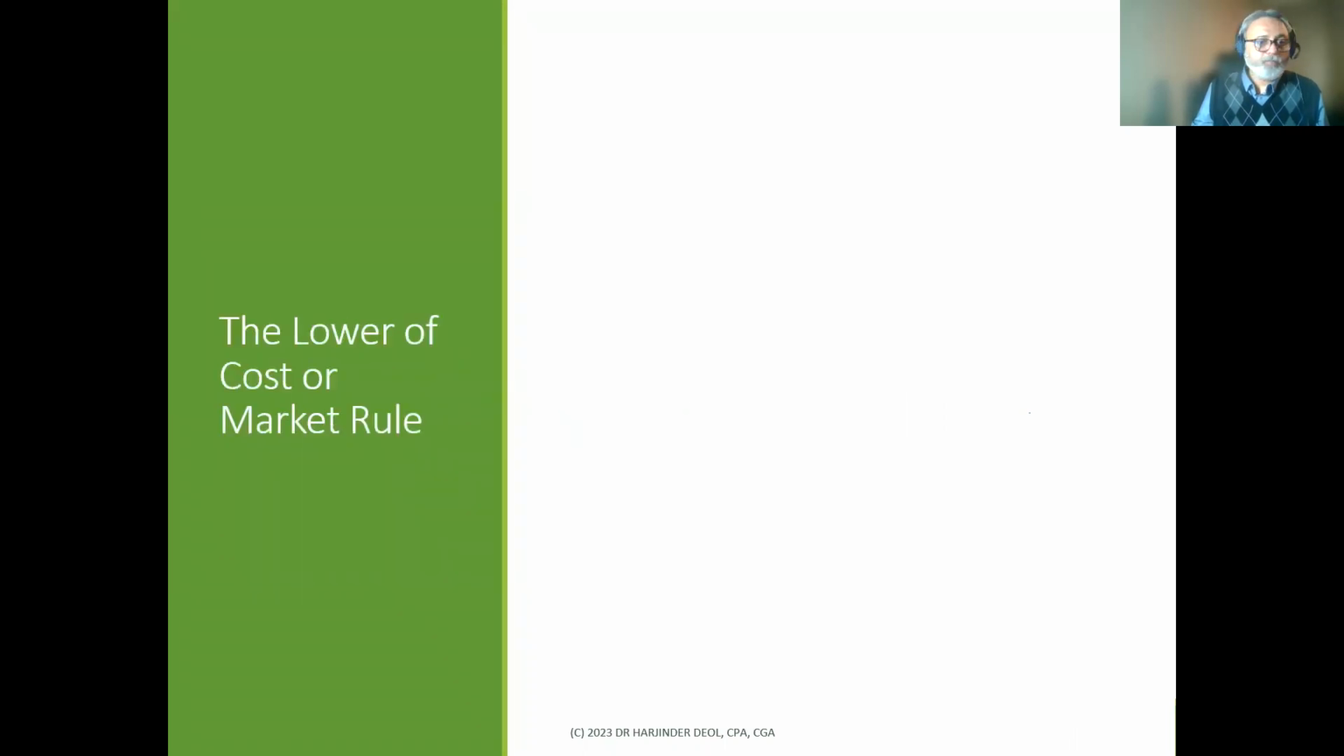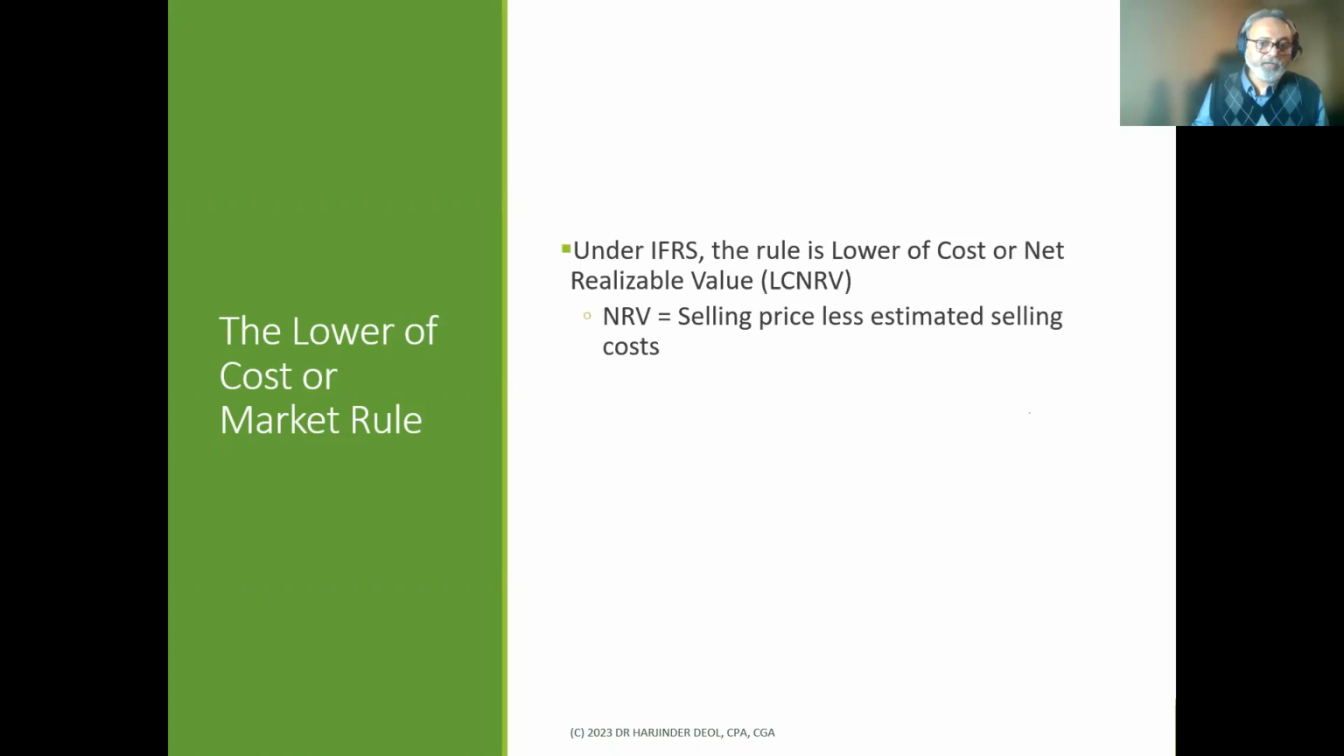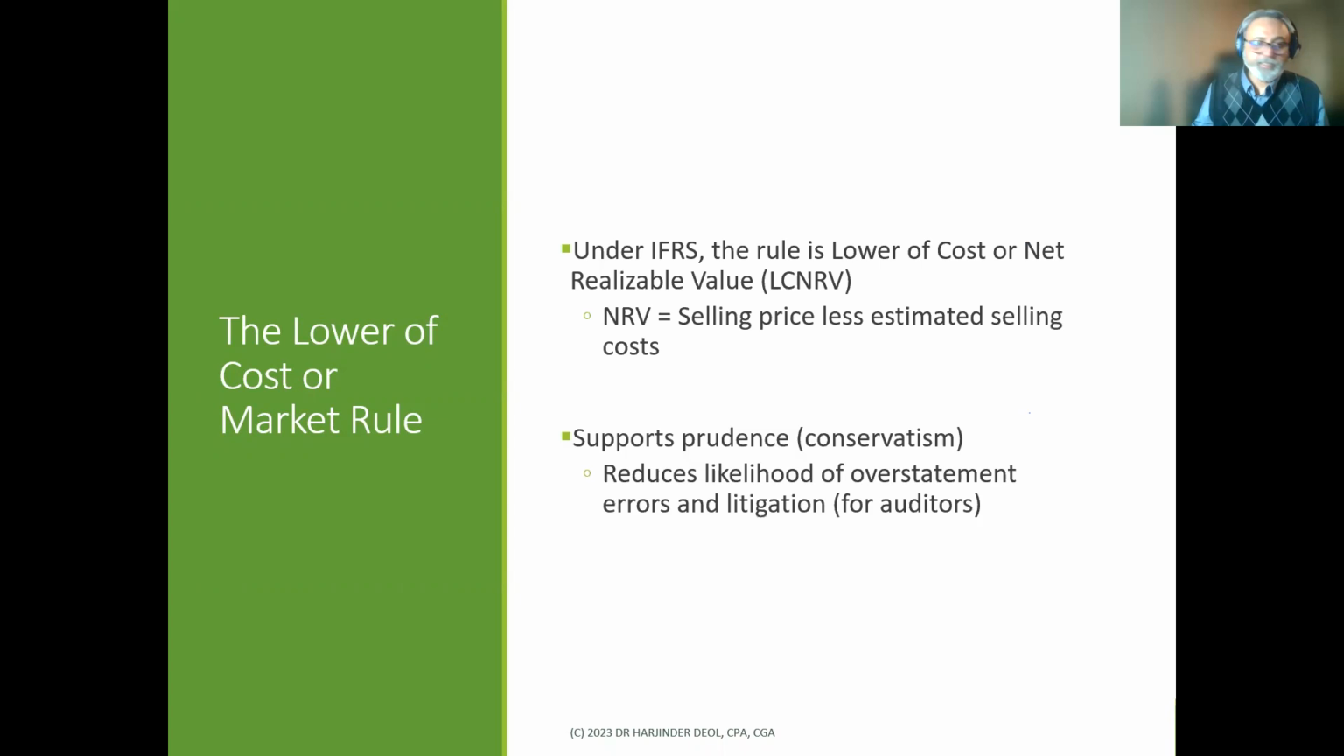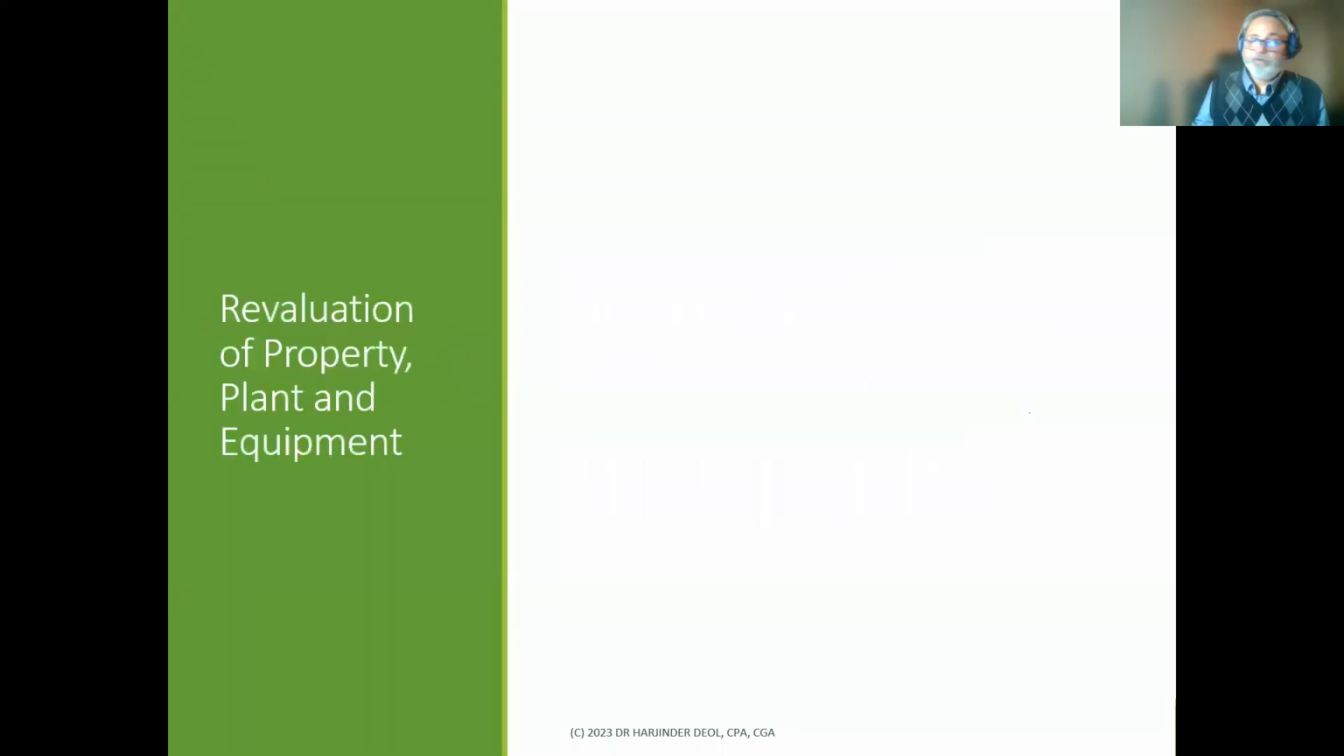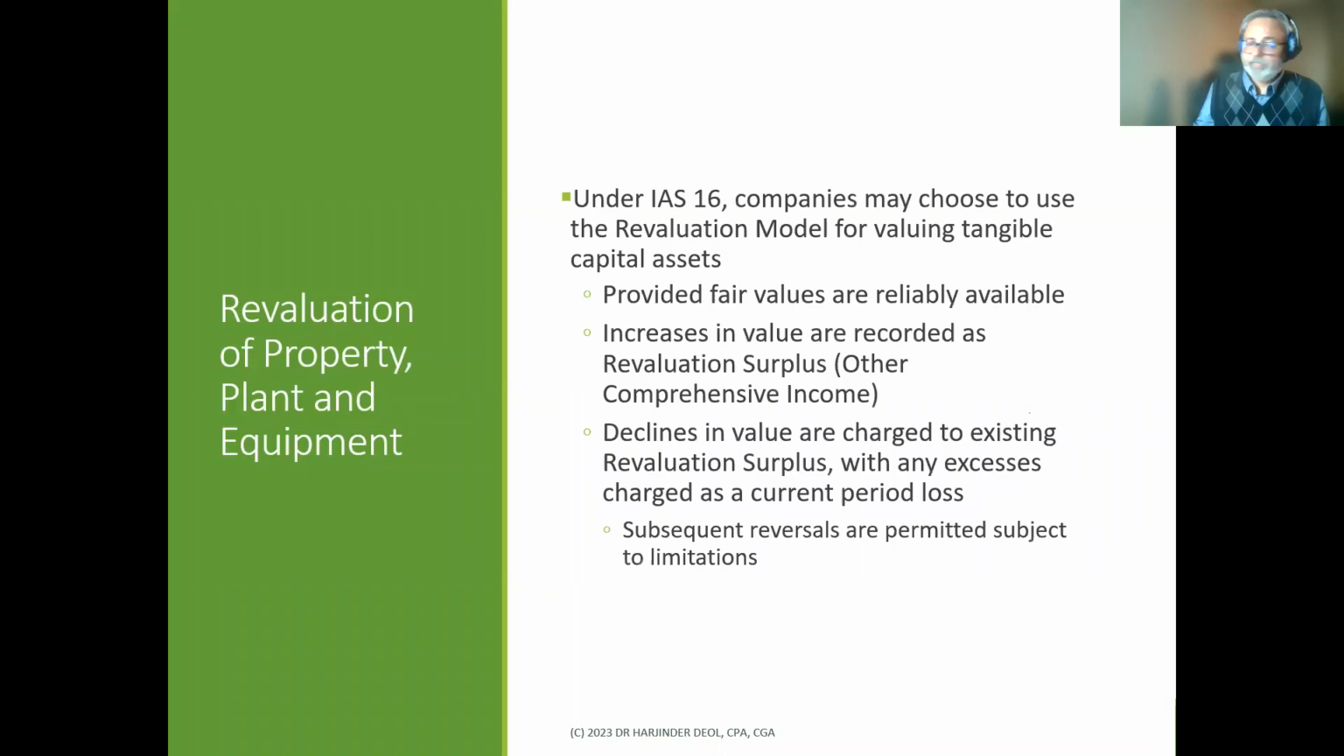The lower of cost or market rule, in IFRS parlance, is the lower of cost or net realizable value. That is applied for inventory, and it is an approach that is supportive of prudence and conservatism, and it helps ensure that we don't accidentally overstate our assets because that could lead to lawsuits. That's bad for everybody. IFRS permits the use of revaluation of property, plant, and equipment.